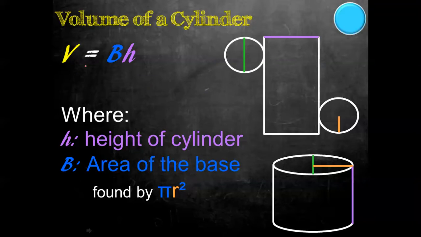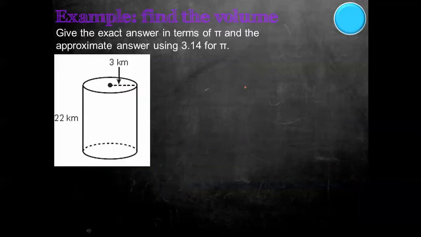Okay, we're going to use the same formula as we use for volume of a prism, which is big B times H, where B stands for area of the base and H is height of the cylinder. Now remember, our base is the circle, so the area of a circle is pi r squared. So volume of a cylinder is pi r squared h.